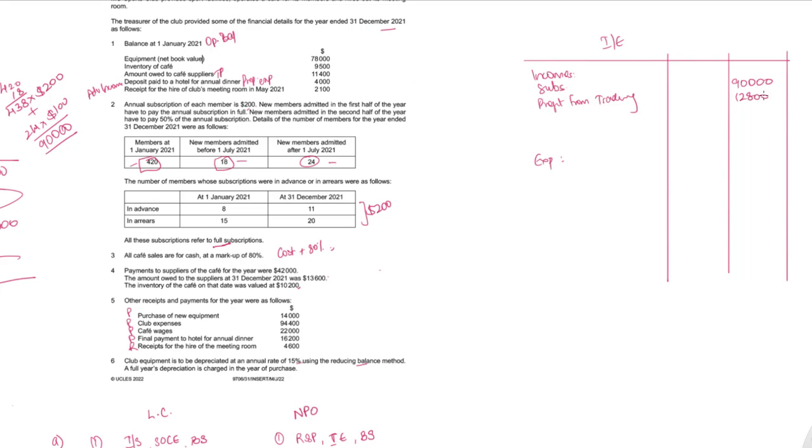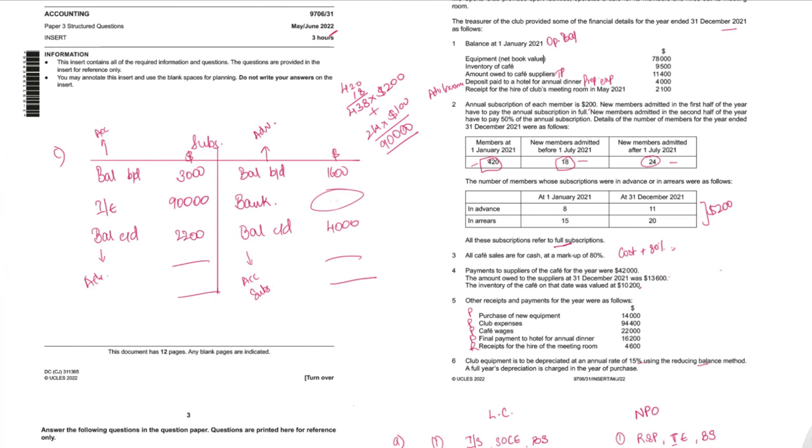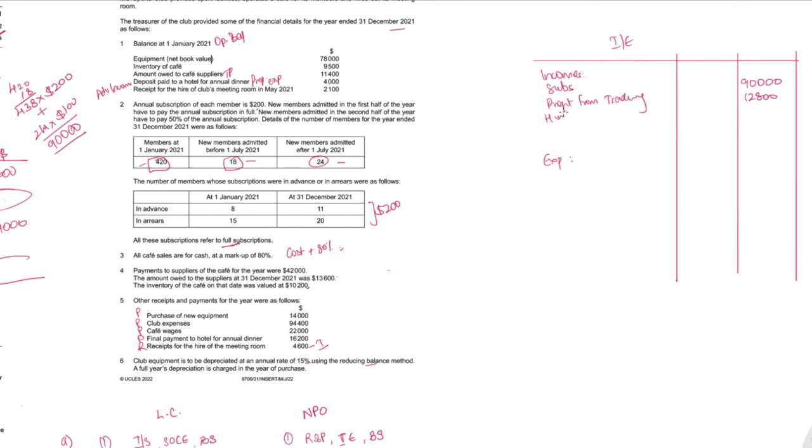And apart from that, let's look at the receipt and payment details, see if there is any other income. If you look at the last transaction in point number 5, receipts for hire of meeting room. So they give out the meeting room on hire and receive money. This 4,600 will be income for the year. And you look at the opening balance, income received in advance in the previous year was 2,100, which means the total income for this year 2021 is 2,100 plus 4,600. So hire of meeting room 6,700. When you add, you get the total income here.